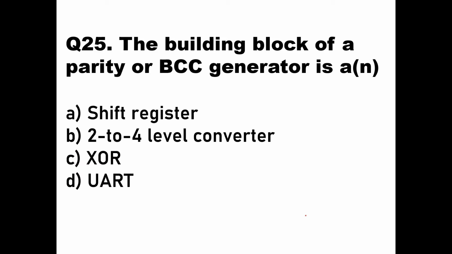The building block of a parity or BCC generator is what? A parity generator can be developed using a basic exclusive OR gate. The exclusive OR gate is one which can help you determine whether data has odd parity or even parity. So here the option will be C, XOR. The building block of a parity or BCC generator is XOR gates. Then we'll go to the next question.